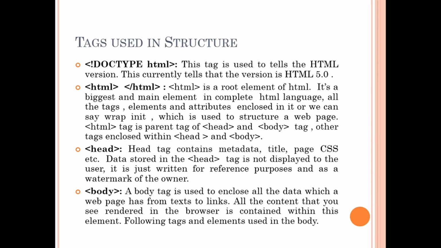Head tag: the head tag contains metadata, title, page CSS, etc. Data stored in the head tag is not displayed to the user. It's just written for reference purposes and also as a watermark of the owner. Body tag: a body tag is used to enclose all the data which a web page has, from text to links. All the content that you see rendered in the browser is contained within this element. Following are the tags and elements used in body.